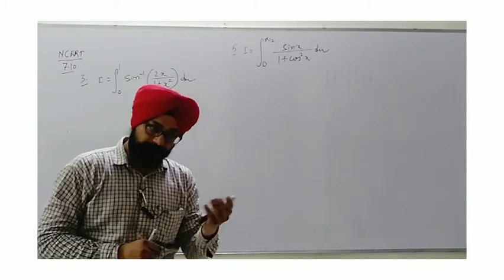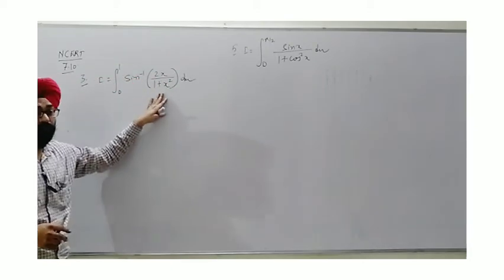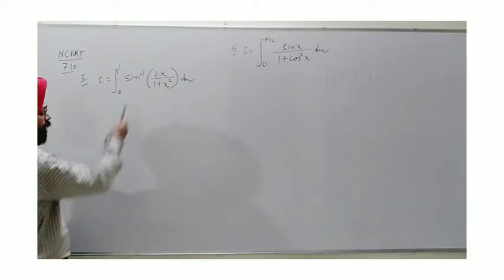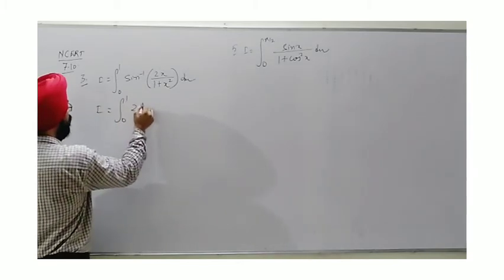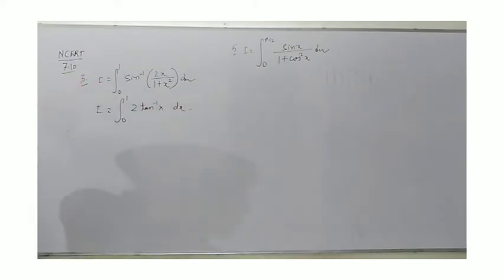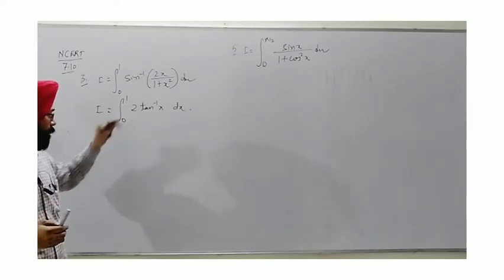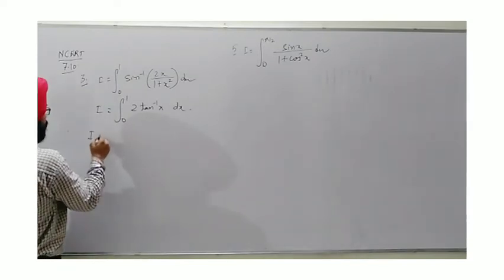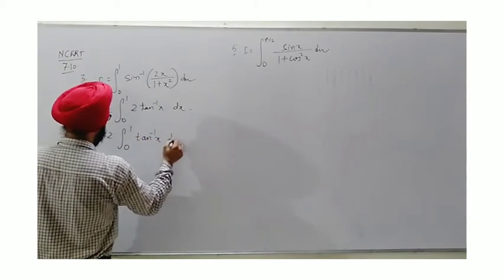But there are other options also. Here sin inverse 2x upon 1 plus x square is the direct identity, which is equal to twice tan inverse x. Obviously those who know this identity will use it in the equation. So here we can say I is twice the integral from 0 to 1 of tan inverse x dx.